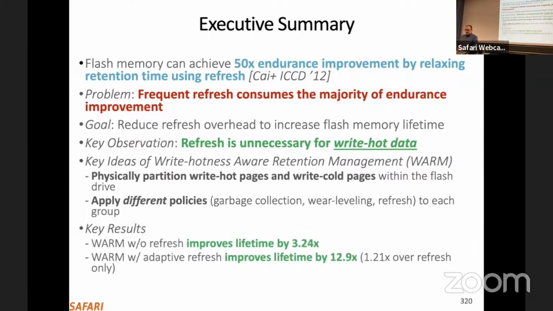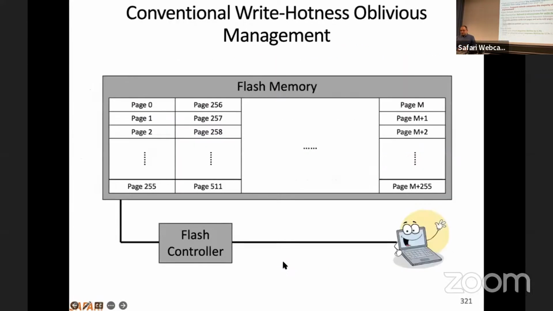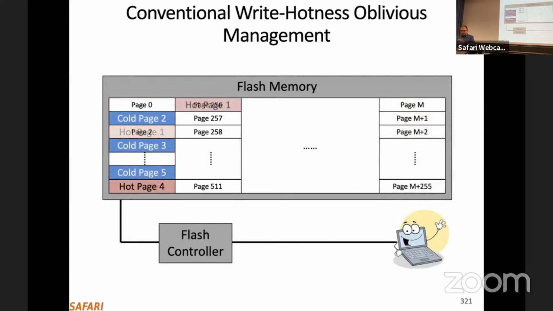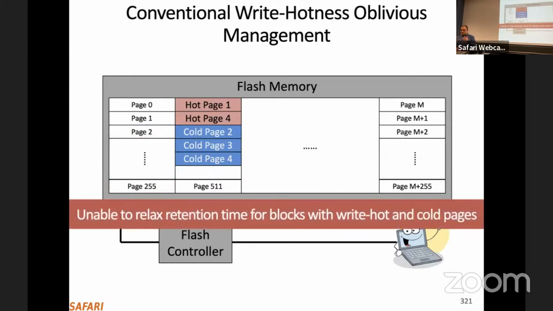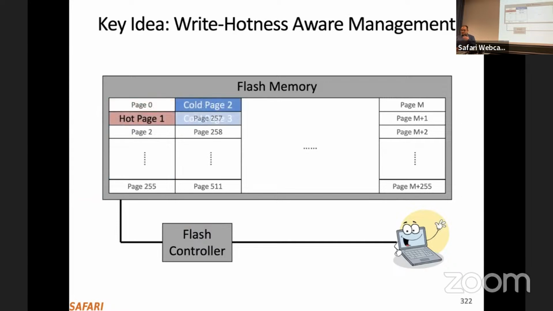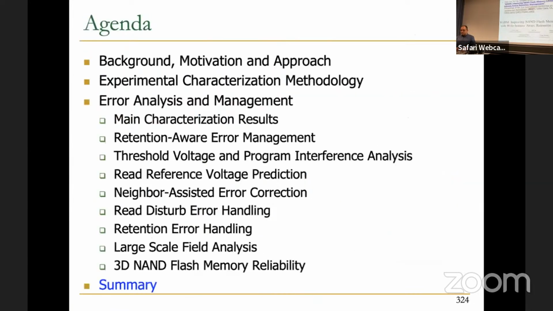Okay, so the key results are that WARM without refresh improves lifetime by 3.24%, and WARM with adaptive refresh improves lifetime by 12.9%, which is good. You can check the paper and some of these slides, but this is the way we usually have it, with cold pages and hot pages scattered. We want to physically partition them so that we have a hot region and a cold region, and then we can manage them differently, with different policies. That's the idea of this work. Any question?